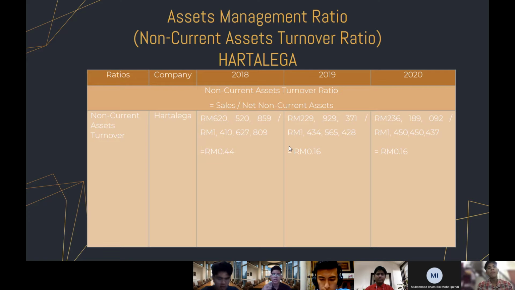Total sales in 2018 is 620 billion, 520 million. So it decreased 38% until 2020, while the non-current asset keeps increasing year by year, which is an increase of 3% until it reaches 1.5 billion. To compute, the ratio keeps decreasing year by year, which means the company may not be using its assets effectively.